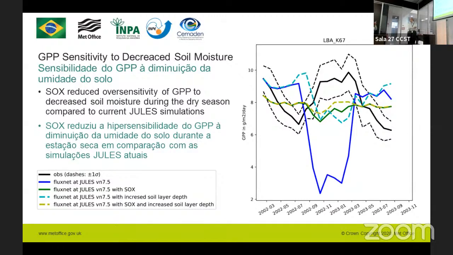So Georgia, the LBA K67 is a tower in the middle of the Amazon. Basically, the reason I'm using the K67 site for this presentation is just because it has the least gaps. That is because it has some of the least time for the data collection as well. So you'll find the ones with more data collection will have more gaps, and it's just harder to see on a presentation. So yeah, SOX has improved the sensitivity to reduced soil moisture, but hasn't fixed the seasonality.